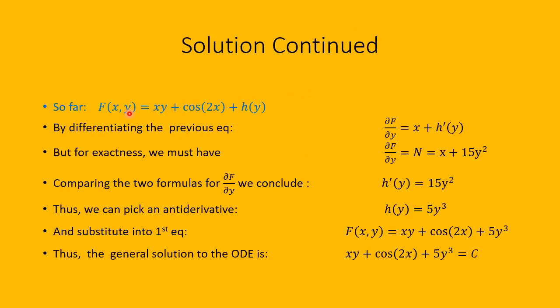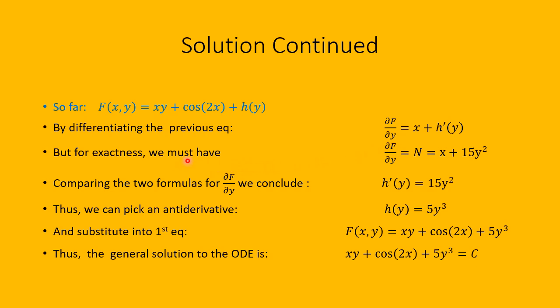So far we have that f(x,y) has to be of the form x times y plus cosine 2x plus some function of y. If we differentiate this equation with respect to y, the derivative of x times y is x. The derivative of cosine of 2x is 0. The derivative of h(y) is h prime of y. So the partial of f with respect to y equals x plus h prime of y.